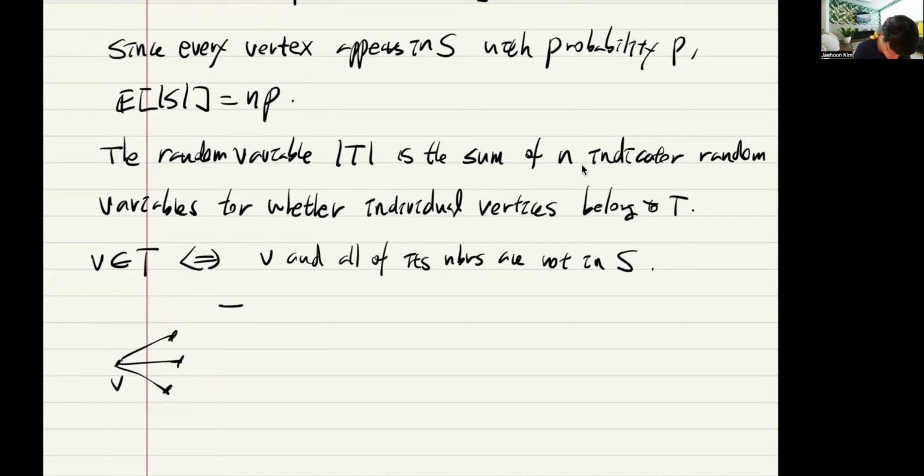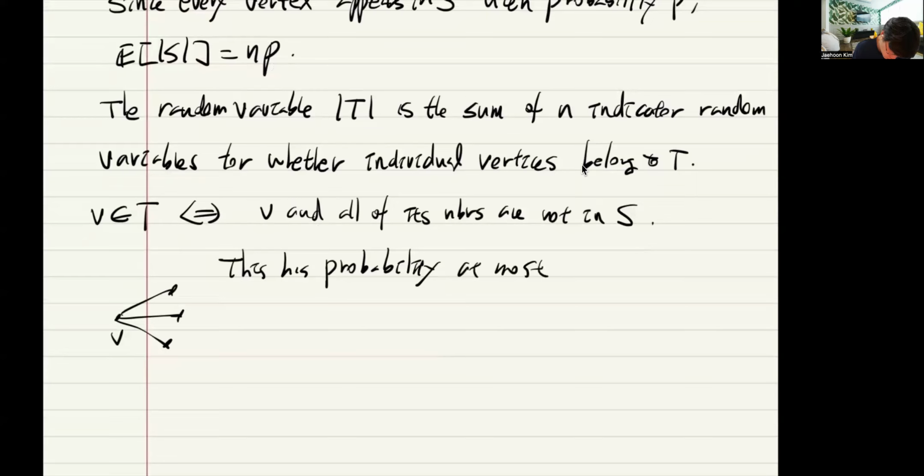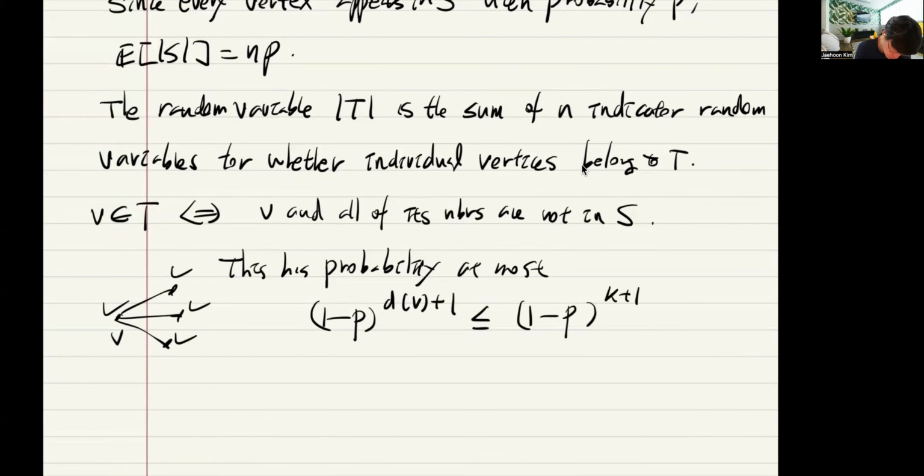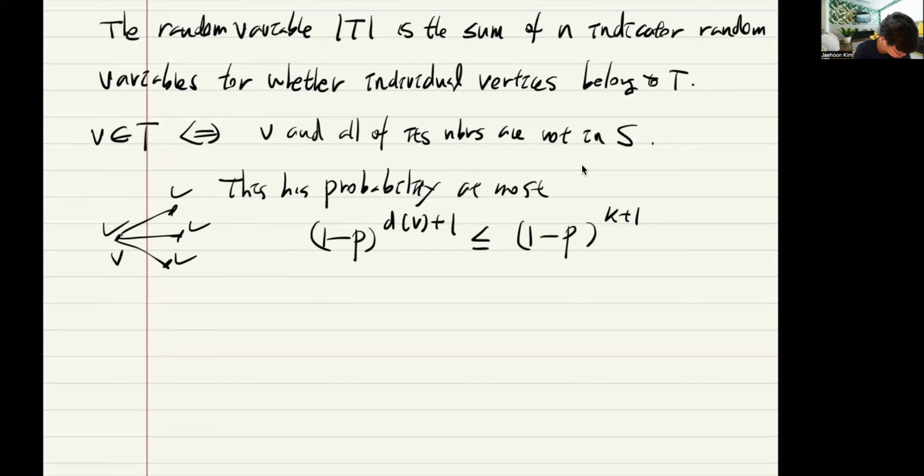That's right. This has probability at most (1 - p) to the power of the degree of this vertex plus 1. And this is at most (1 - p) to the k plus 1, because this vertex has degree at least k. It has minimum degree k. And what do you know? This is at most e to the minus p times (k+1).